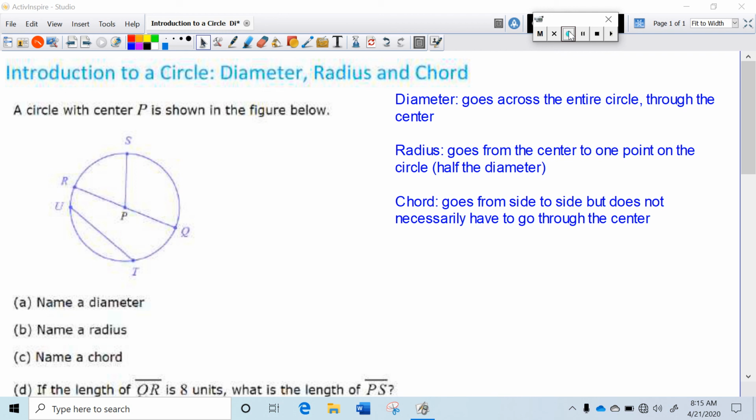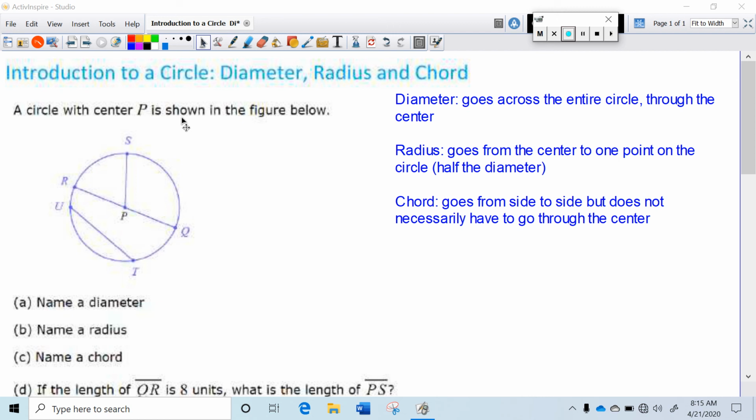Okay, the parts of a circle include a diameter, a radius, and a chord. The diameter goes across the entire circle, from side to side, and it has to go through the center of the circle. Radius goes from the center to one point on the circle. It's actually half the diameter. And the chord goes from side to side, but it doesn't have to necessarily go through the center. It can go through the center. The diameter is a special chord, but chords don't necessarily have to go through the center.